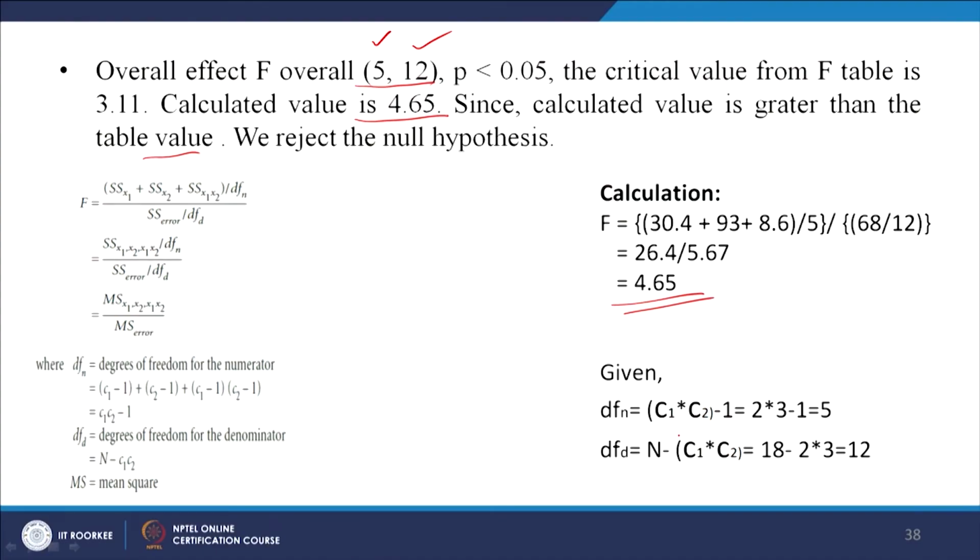How do you calculate the degrees of freedom? It is given to you as C1 into C2 minus 1. Without this also you can do it, I have already told you how. So this is done. Six groups, 3 into 2 minus 1.